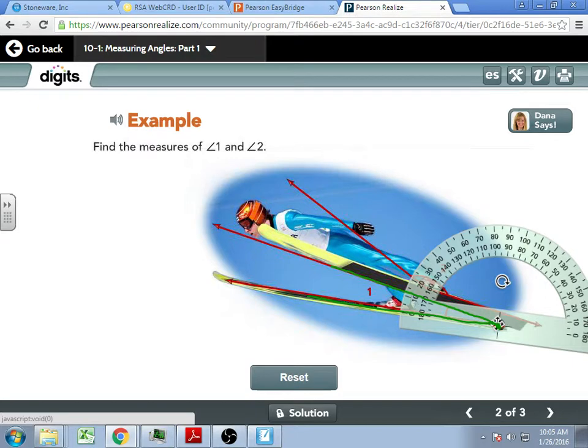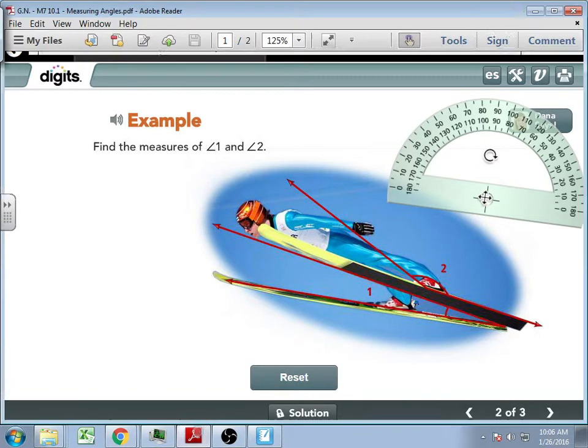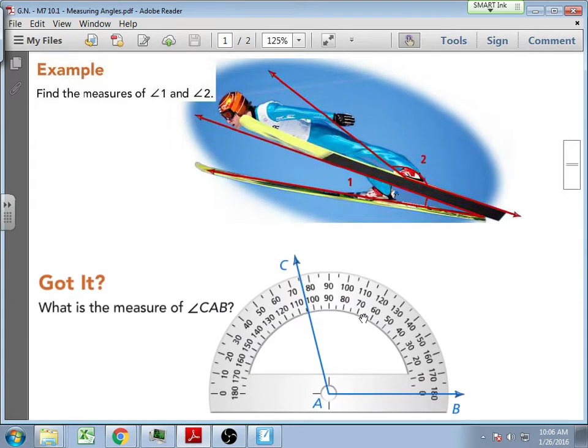Now I want your eyes up here for a second. Angle 1 is the angle between the skis. The vertex is back here where the skis meet. I know it's hard to see on your paper. Okay, so we're doing angle 1 first.